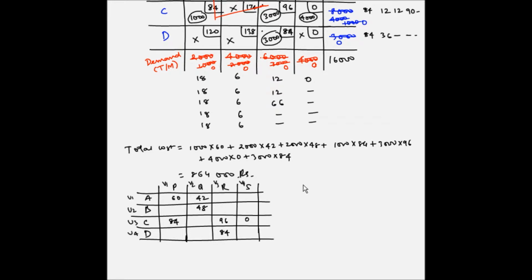The next step is to compute the values of U and V for the stone squares such that Ui plus Vj is equal to Cij. Cij is the value of unit cost for the stone squares. So for the first stone square, U1 plus V1 is 60. Second one, U1 plus V2 is 42. Third, U2 plus V2 is 48. Fourth, U3 plus V1 is 84.